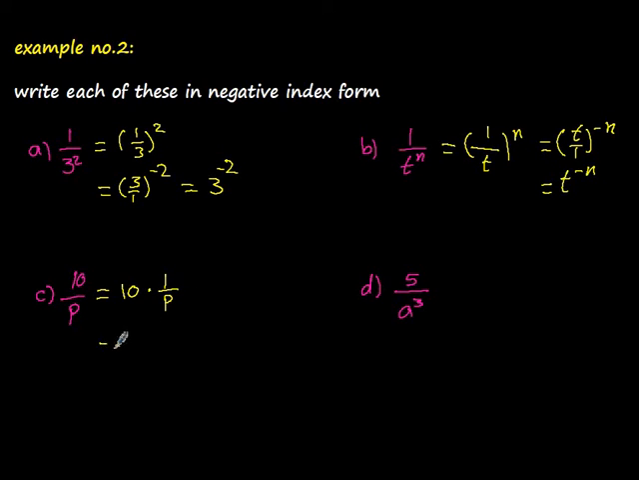We don't have anything to do with 10, so drop it as it is. And now, guys, think about 1 over b to the power of 1. In order to make a negative index, we need to flip the fraction inside the bracket. So we have 10 times b over 1 to the power of negative 1, and it will be 10 times b to the power of negative 1.